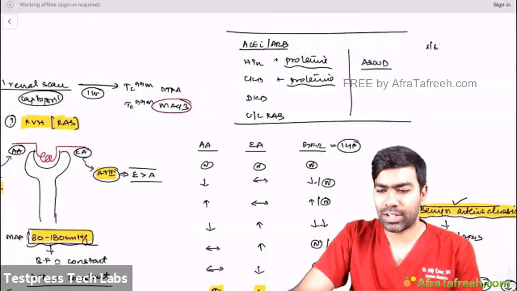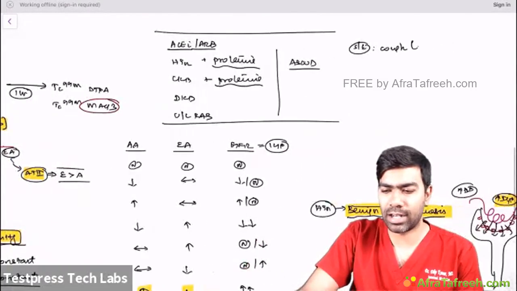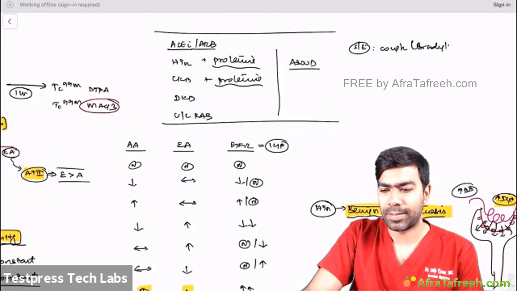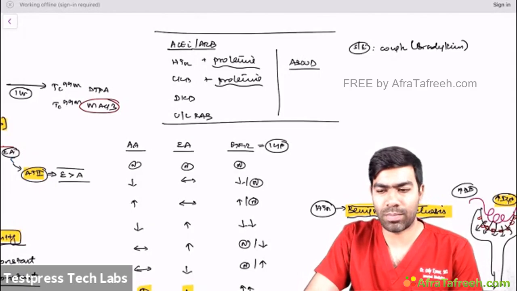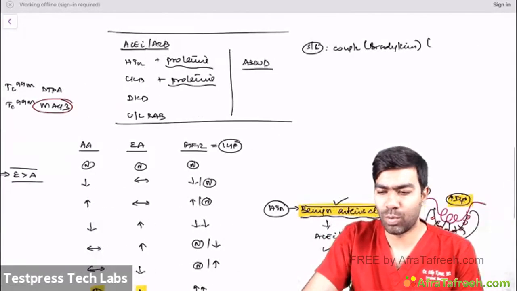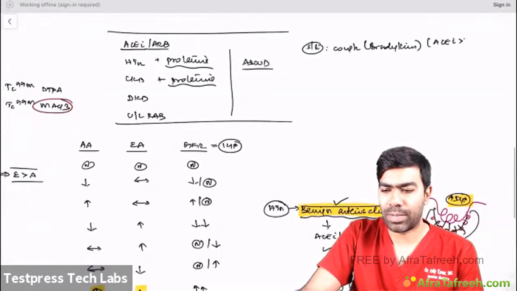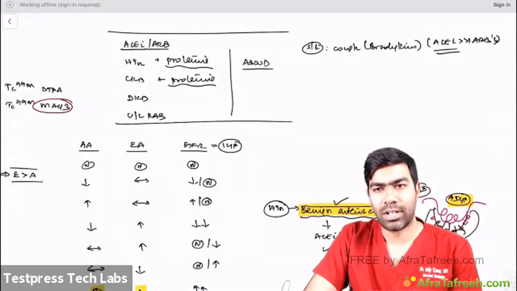But you know the side effects of ACE inhibitors. Cough is going to be very important, and it's typically bradykinin related cough. We know that, and that's why it will not respond to your basic antihistaminics. You should stop. And this cough is considerably higher with ACE inhibitors compared to angiotensin receptor blockers.